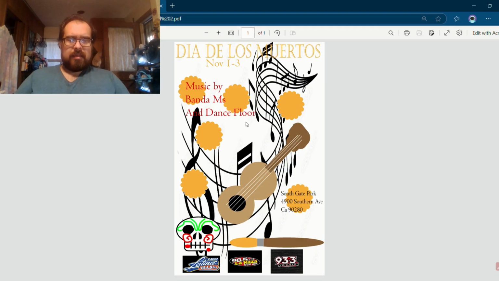For the sponsors of this poster, I went with three different groups: La Raza, Radio Latina, and 93.3 Banda, which will feature music by Banda MS and Dance Floor.